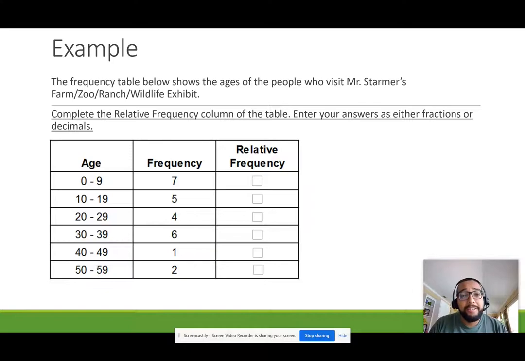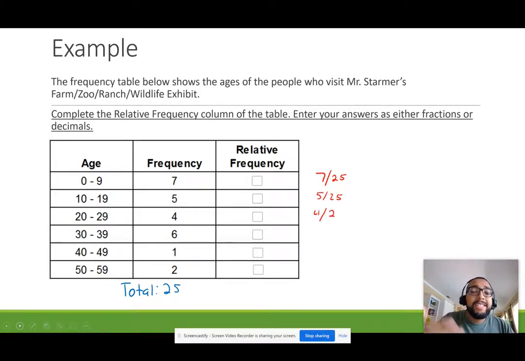All right, so let's look at the example that he did one more time in case you couldn't write down or hear what he was saying. So the frequency table below shows the ages of people who visit Mr. Starmer's farm slash zoo slash ranch slash wildlife exhibit. So let's find the relative frequency of this table below. Now, I already did it, so you'll see it do the writing. So the first thing we did was find the total. So we did 25 all total, adding them all together.